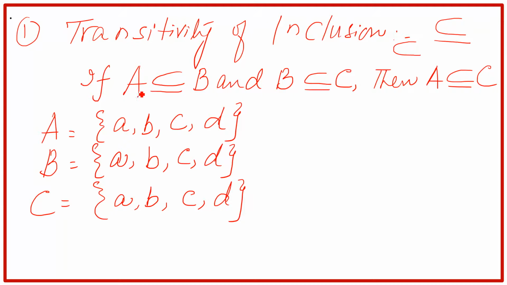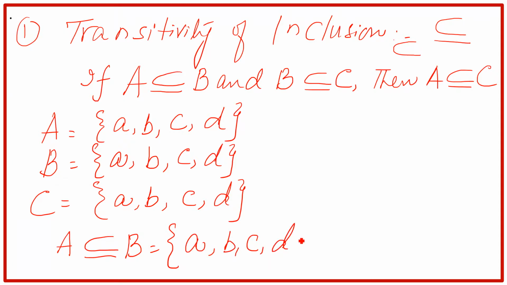Okay, so the first part is A is a subset of B. So see, A is a subset of B. What is the A subset? See, A, B, C, D. All elements are the same. So A, B, C, and D. And these two are subsets of each other if and only if every element of one set is present in the second set.